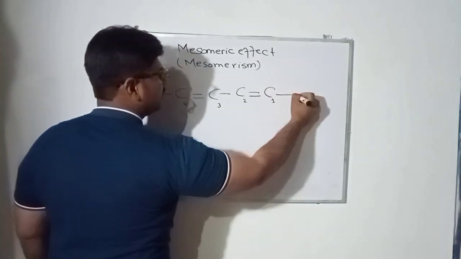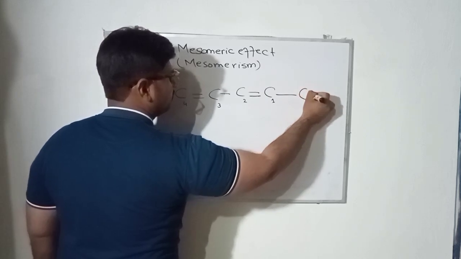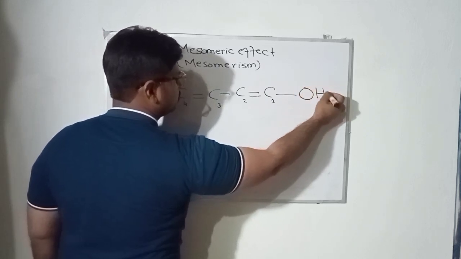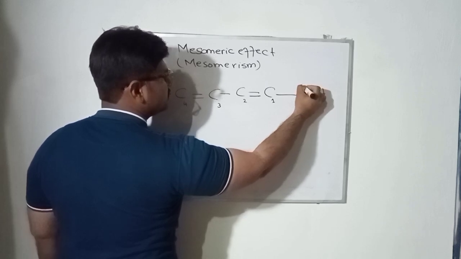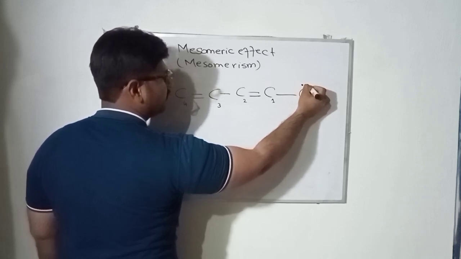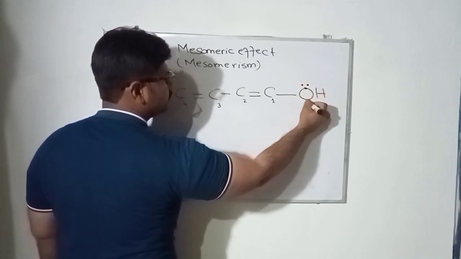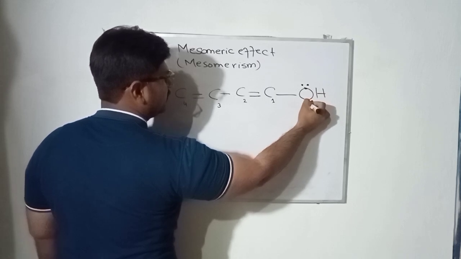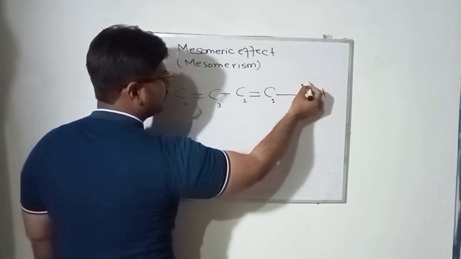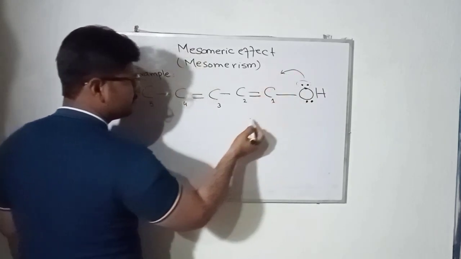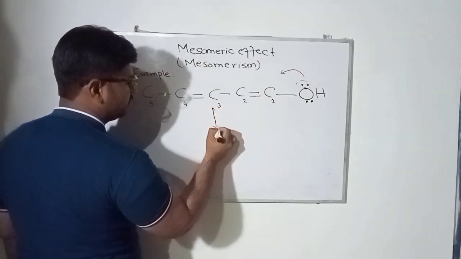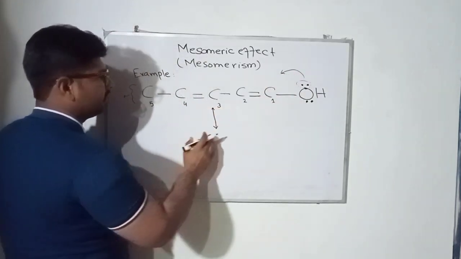You can simply attach this carbon chain with one hydroxyl group. As we know, the hydroxyl group contains an oxygen atom and when it is bonded with two atoms, it has two extra lone pair of electron and it can donate these lone pair of electron to this system. We will draw a double-headed arrow like this.